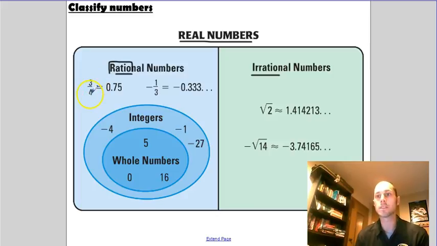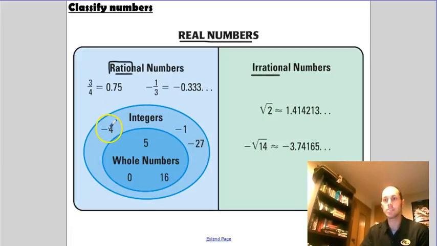So 3/4 or 0.75 as a decimal. 1/3, 0.3 repeating. You know, this decimal goes on forever. It has a set pattern. Anytime we have a decimal that repeats, we can write that as a ratio. These integers, -4 and -1, those can also be written as a ratio. Remember, if I take -4 and divide it by 1, I still get -4. So all these numbers on the left side are rational numbers.